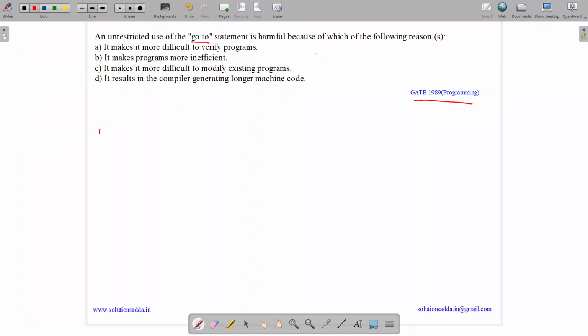Let us see option B. What is it saying? It is saying it makes programs more inefficient. No, goto has no role in making a program inefficient, as adding a goto statement introduces a branch instruction, but assuming the same program logic, a branch can never be avoided, and even if it is replaced with for, while, or if statements, we will still have a branch instruction. So option B is incorrect.